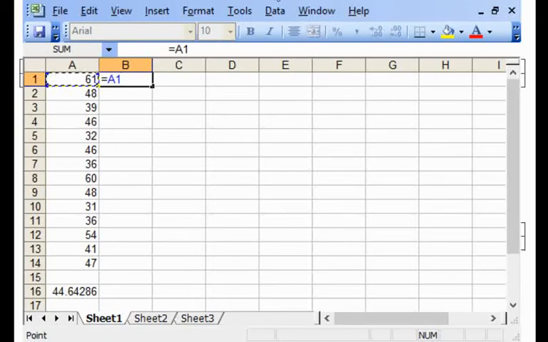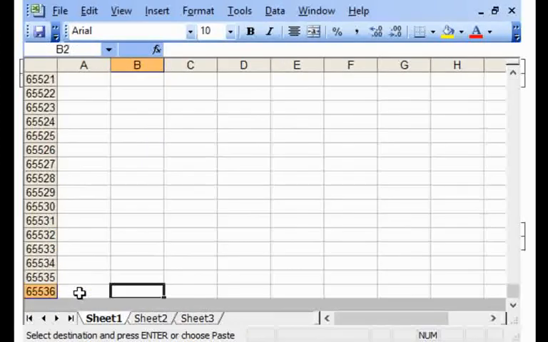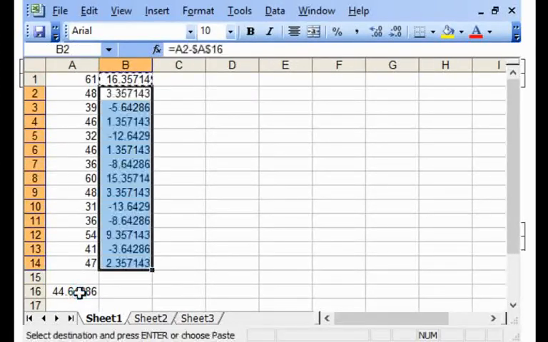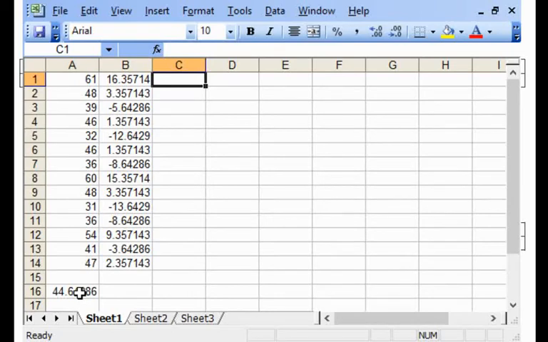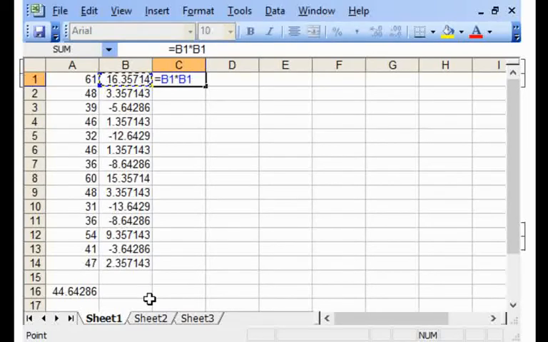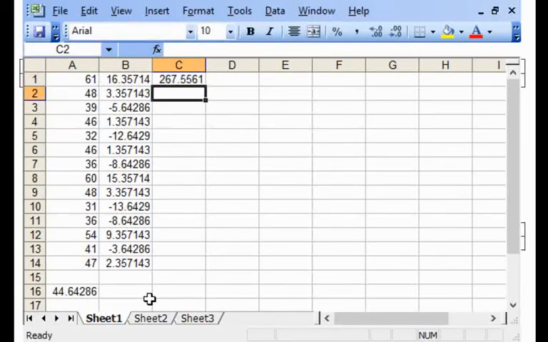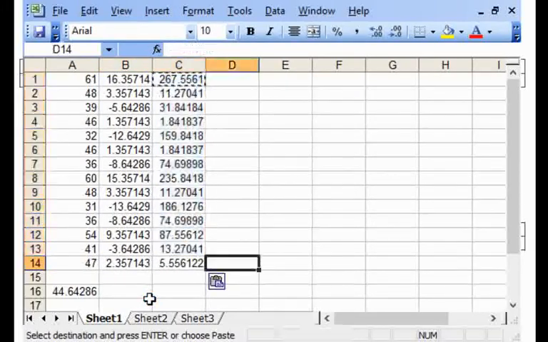So I'll subtract everything from that. So 61 subtract this number, which is A16, and I will subtract everything from A16. So what I'm doing here is every one of these values, so 48 minus 44.64, 39 minus 44.64, and I've written all of those down. I then have to multiply these by themselves, or I have to square them. And I end up with my square values here.